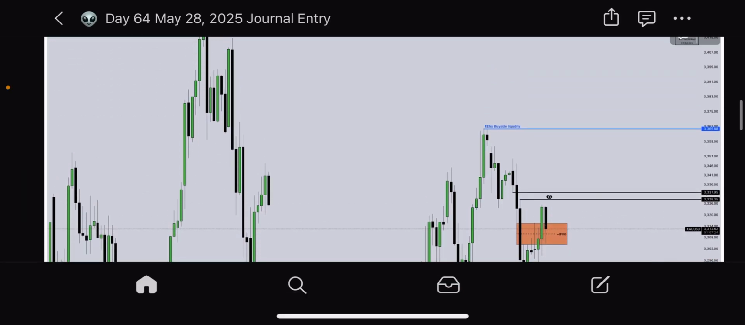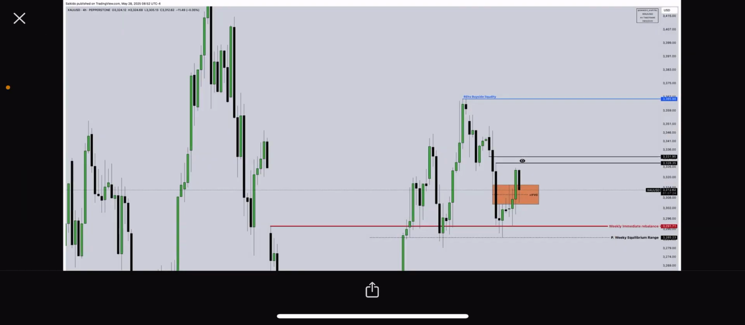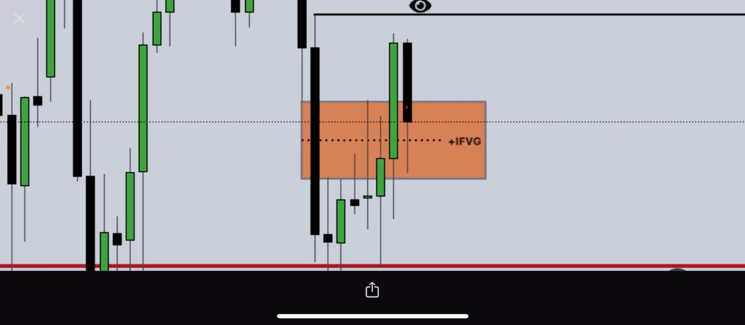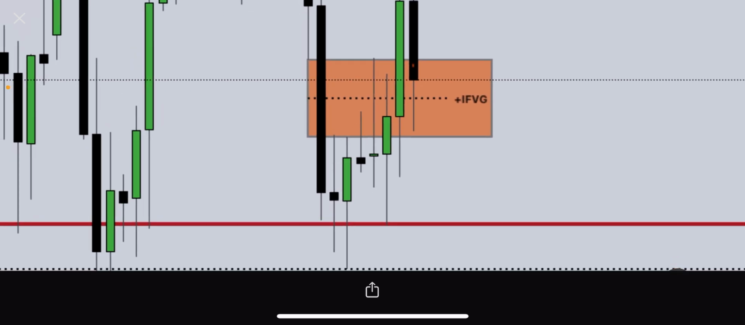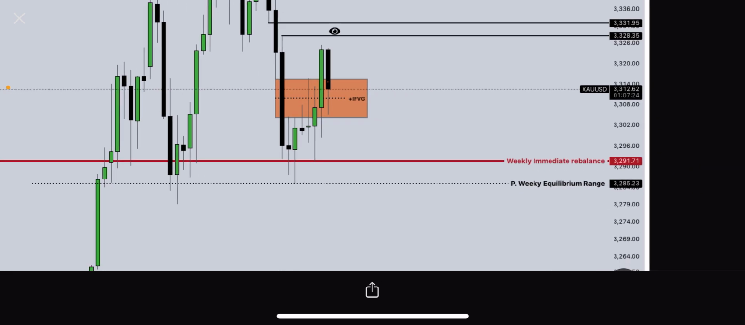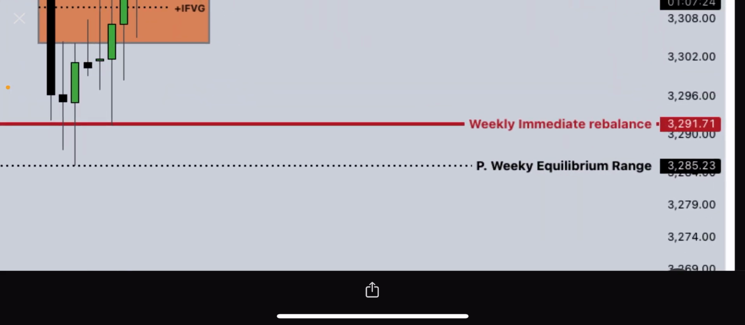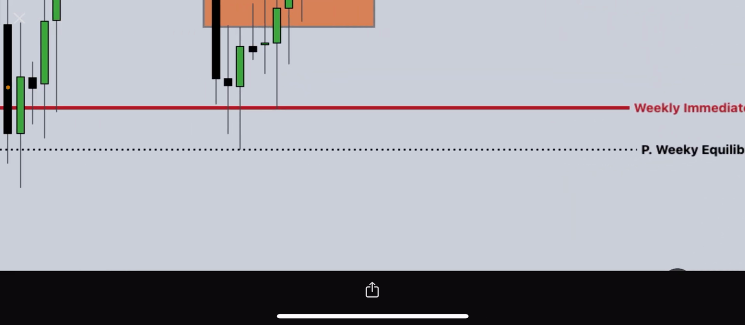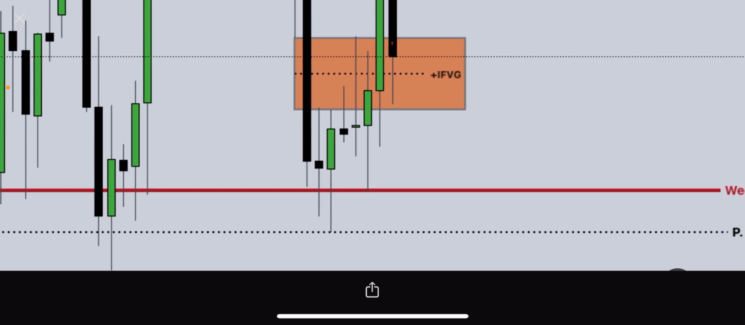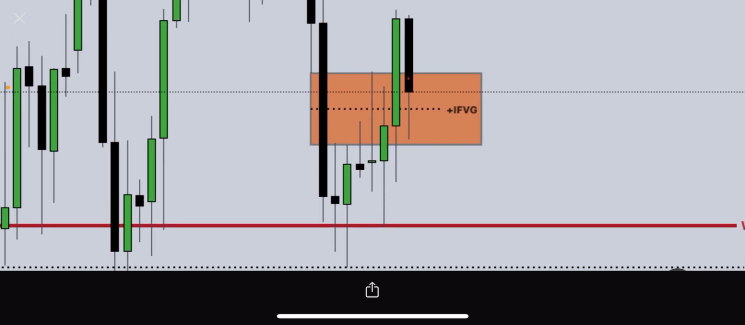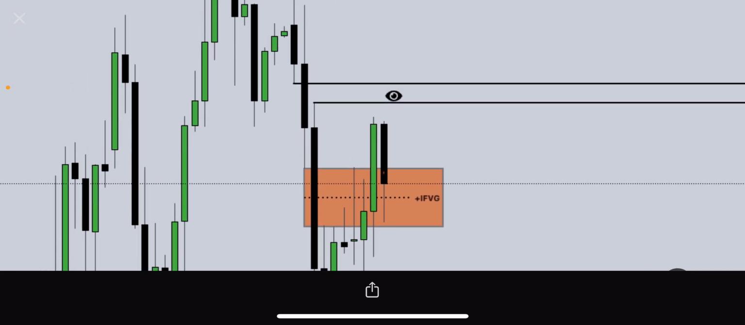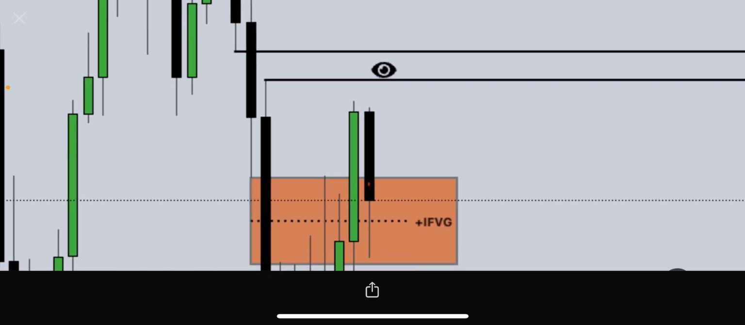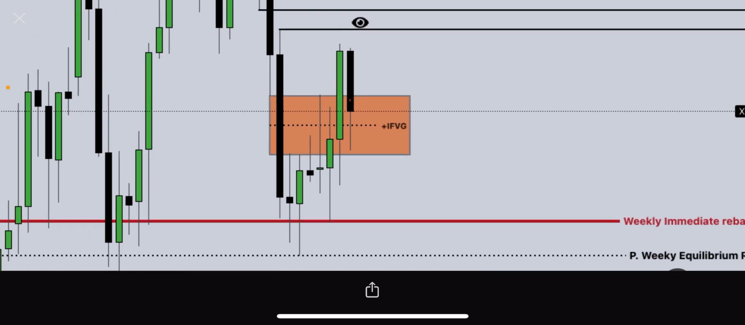And this was my 1 hour, the hourly chart. As you can see, we had closed and inverted this bullish inversion fair value gap, and these lines here are the weekly immediate rebalance and the previous weekly equilibrium range, which was already respected. Looking at all these factors, I said, okay, let's aim for this hourly premium sell side imbalance.